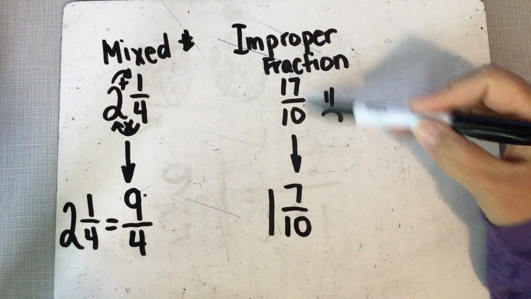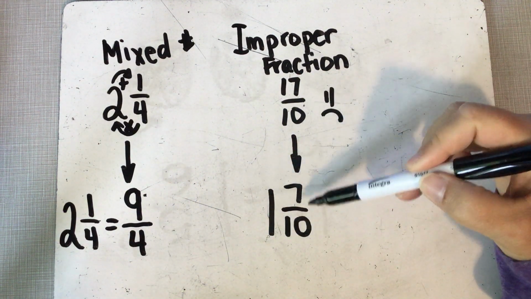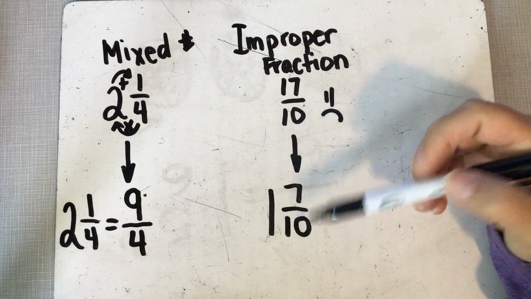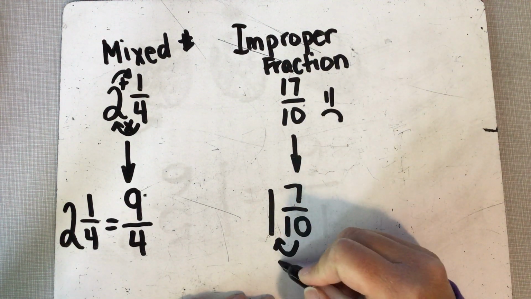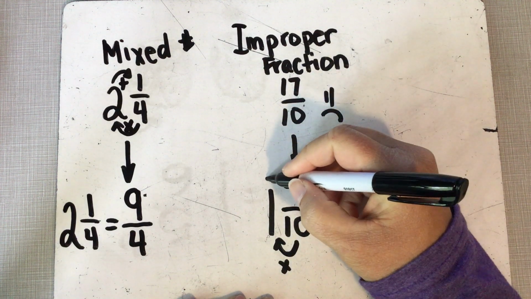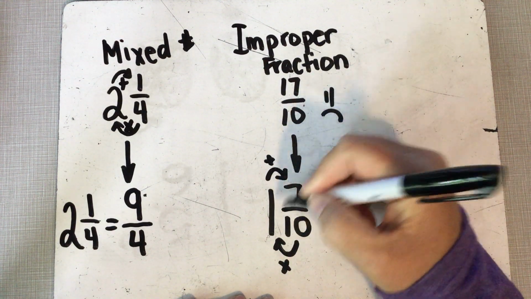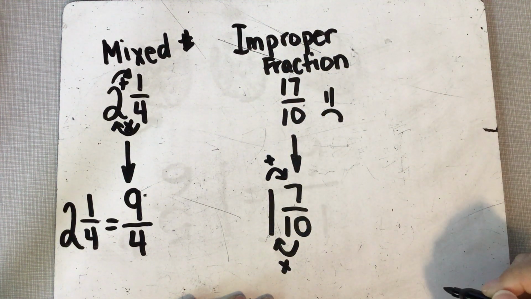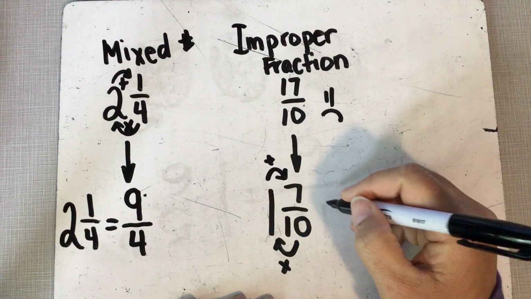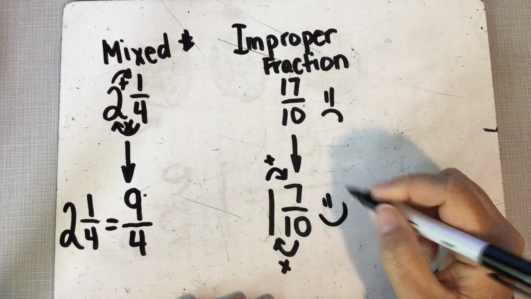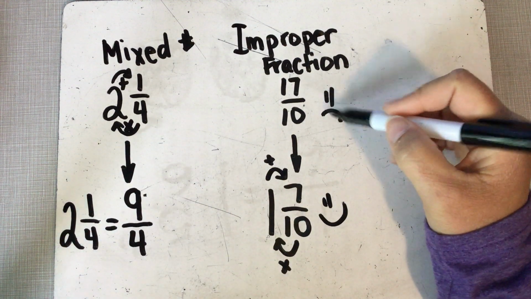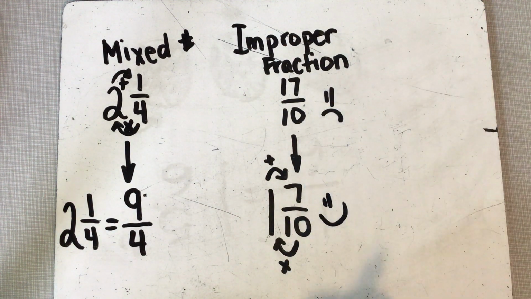Do you see how that works? And if I go backwards, it's easy to see as well. So if I go 10 times 1 equals 10, plus 7 equals 17, and the denominator doesn't change. Okay, this is a yay! Easier to work with. This is a meh. It's pretty tough to work with that way.